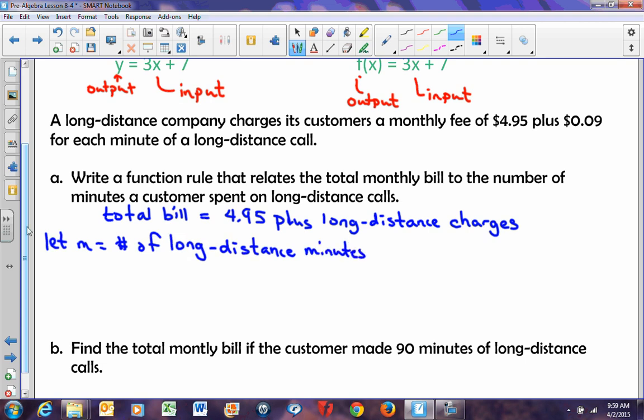So if m equals my number of long distance minutes, I know that my total bill is going to become T of m. T of m, because my total bill is going to be based on the number of long distance minutes I call. The more minutes, the higher my bill. Less minutes, the lower my bill. So my total bill is a function of my number of minutes. Okay, so T of m equals my total bill as a function of minutes.